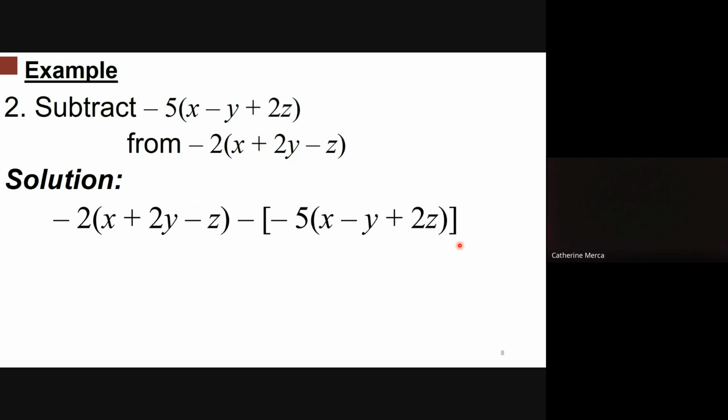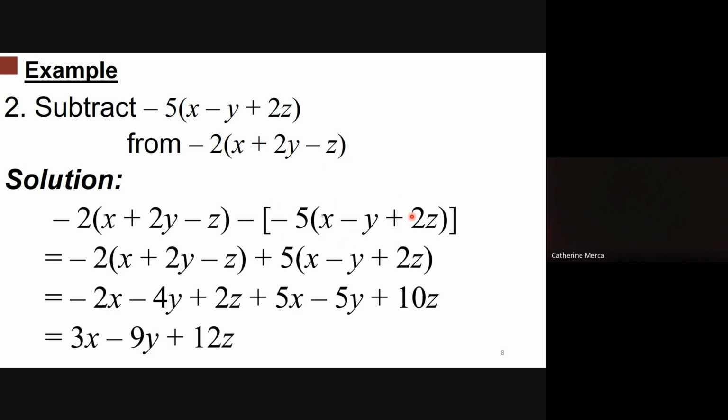This means you have minus 2x minus 4y plus 2z. And then that becomes plus 5x. This minus of minus is plus, but you have a minus, so minus 5y, and again this is a plus, plus 10z. So you have minus 2x minus 4y plus 2z, plus 5x minus 5y plus 10z.